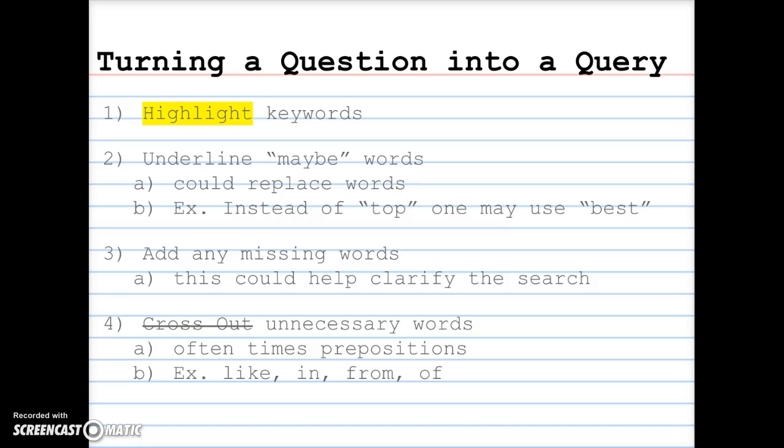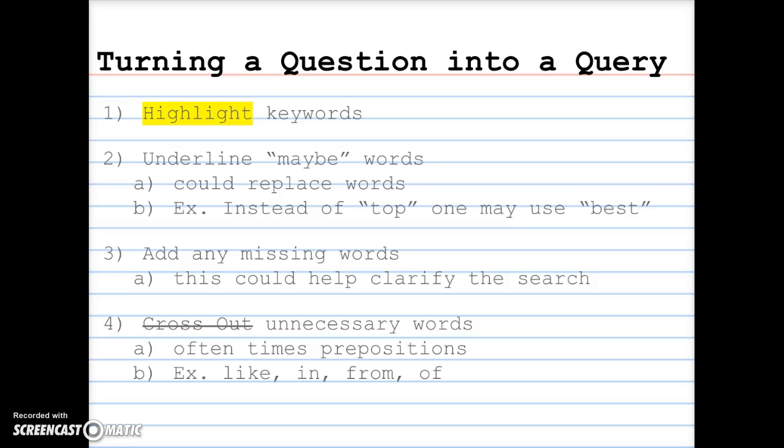When you're going to turn your question into a query, the first thing you will do is highlight any key words or phrases. The second thing you will do is underline the maybe words. These oftentimes could replace highlighted words or could be replaced with another word that could better be suited to the query. For example, top could be replaced with best.